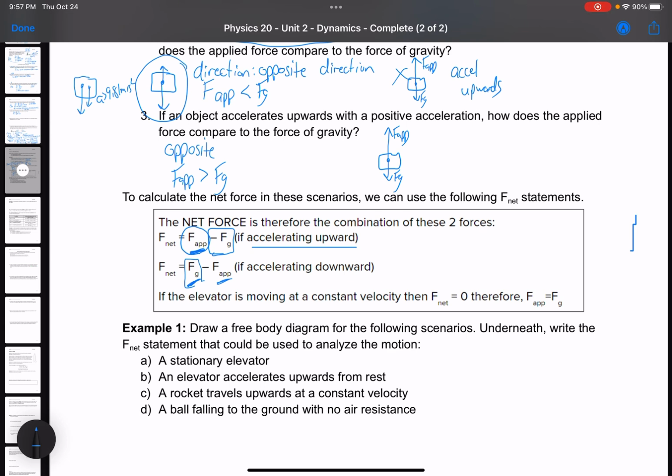Okay. If the object is moving at a constant velocity, that means that my acceleration is equal to 0. And remember that F net is equal to mass times acceleration. So if this is equal to 0, then F net also equals 0. And for the net force to equal 0, any relevant forces must be equal and opposite to each other. So the amount of applied force is going to equal the amount of gravitational force.